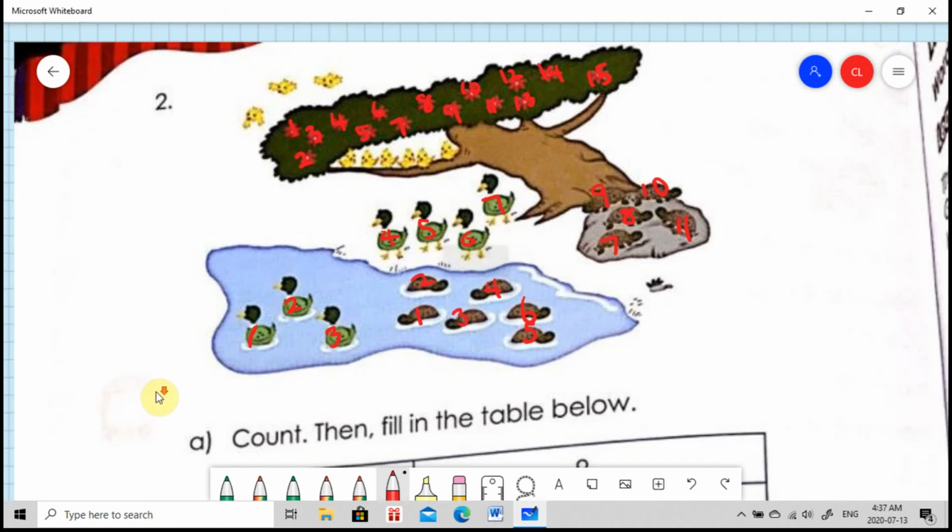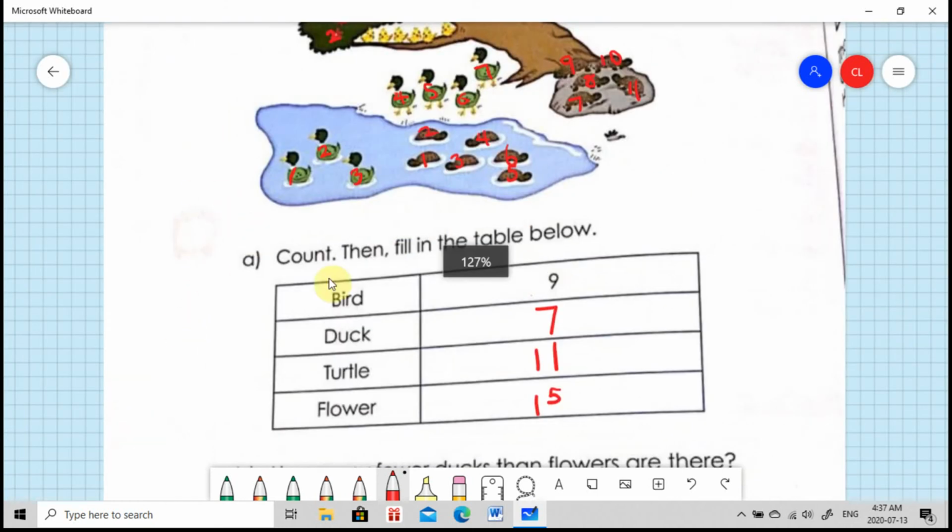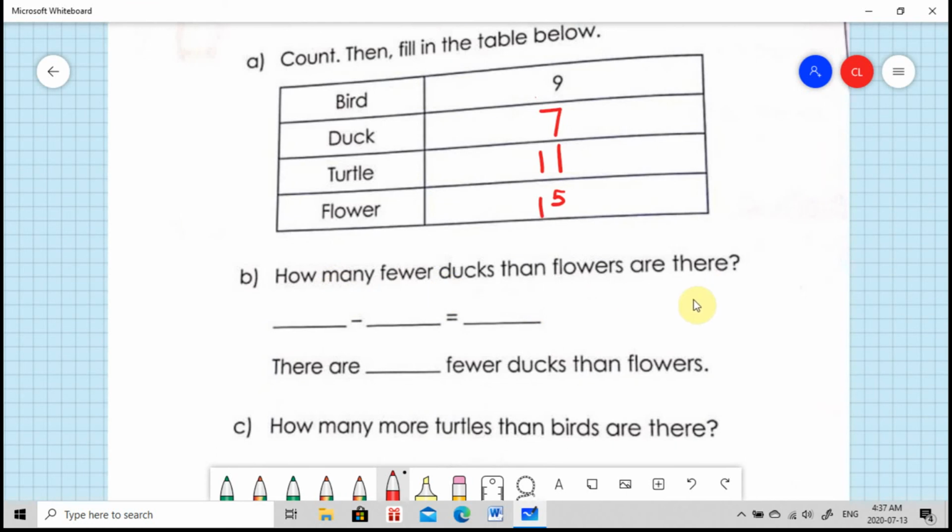9 birds. Okay, now how many fewer ducks than flowers are there? They are comparing ducks and flowers, so we can underline that. We need to know which one is the greater number. The greater number is flowers because it's 15. Duck is only 7. So we put the 15 here, and the smaller number, 7, the duck number, here.